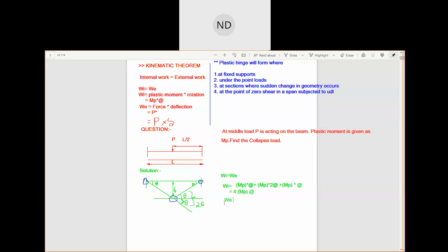Now we have to calculate the external work done. The external work done is P into delta, that is force into deflection. So this was P into delta.